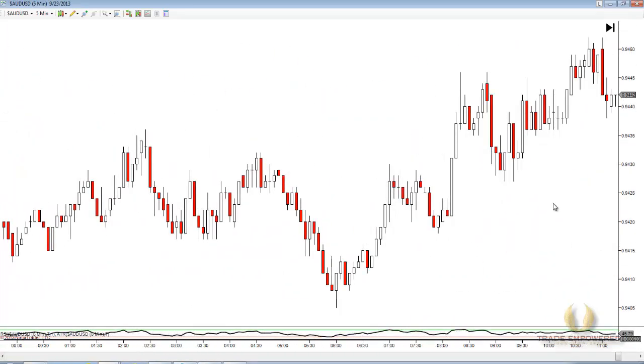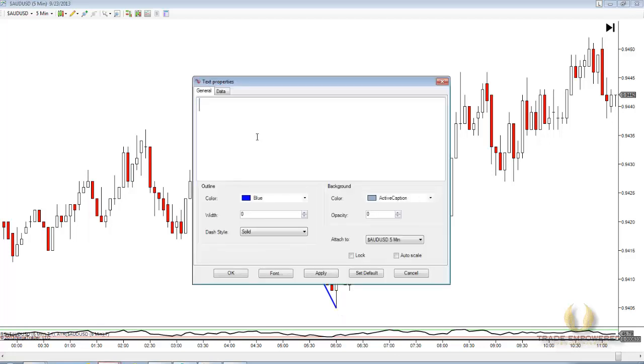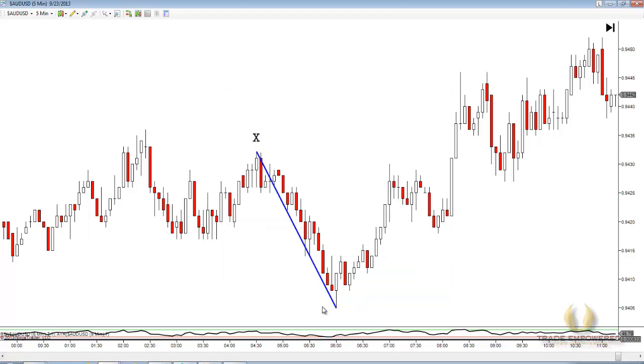Okay, so it looks like I see one right here. We'll have to measure it out to make sure it does indeed complete. But we have our initial impulse leg right here, X to A. So our X leg coming down to our A leg.